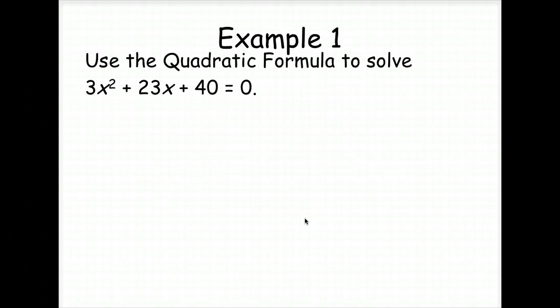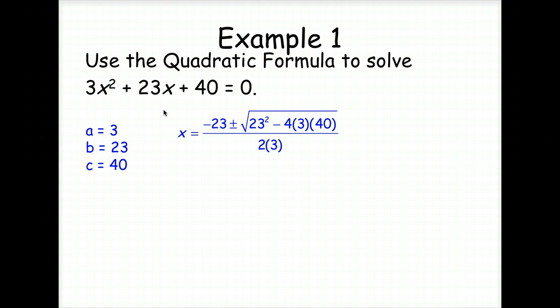So let's begin using the quadratic formula. We need to first identify a is 3, b is 23, and c is 40. So this works perfectly when you don't have that coefficient of 1 with your quadratic term. All we do is simply substitute it into our formula. Negative b plus or minus the square root of b squared minus 4 times a times c divided by 2 times a. Start working inside the grouping symbol first.